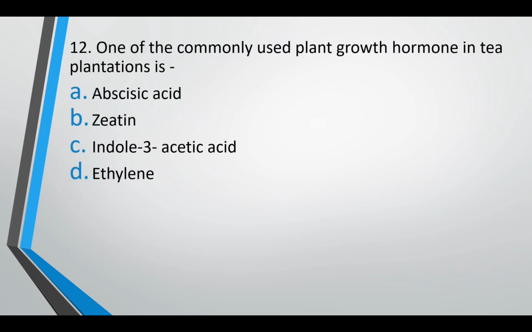Question number 12. One of the commonly used plant growth hormones in tea plantations is abscisic acid, zeatin, indole 3-acetic acid, or ethylene. Commonly used plant growth hormone in tea plantation is. The correct answer is option C, indole 3-acetic acid.